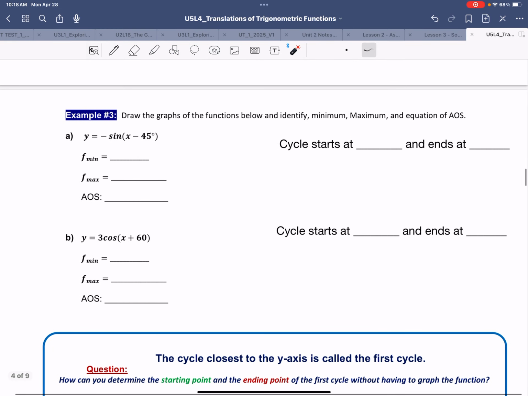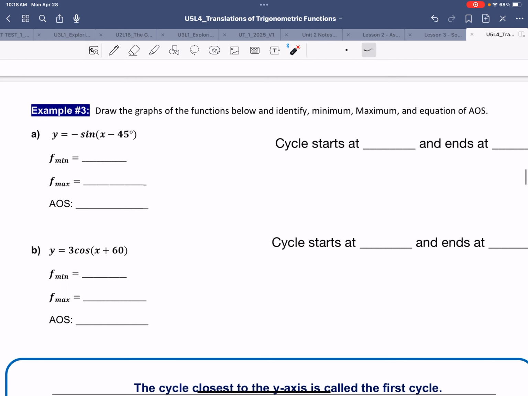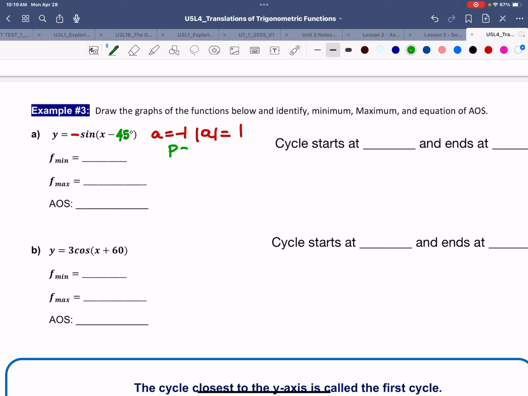In the next example, we have to draw the graphs and identify minimum, maximum, and axis of symmetry, and the start and the end point of each graph. So negative sine of x minus 45. As you can see here, we have the value of a equal to -1, so that will give an amplitude of 1. And we have a horizontal translation of 45 degrees to the right, because the value of p is positive 45. We have subtracted a positive 45 from the function.